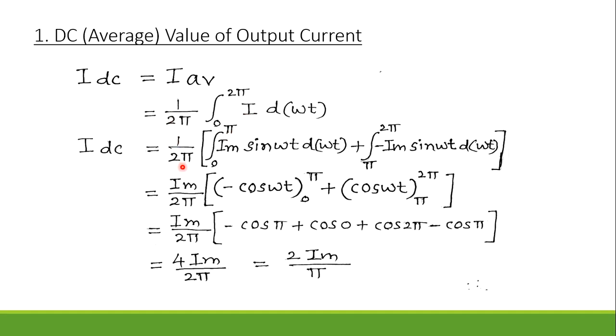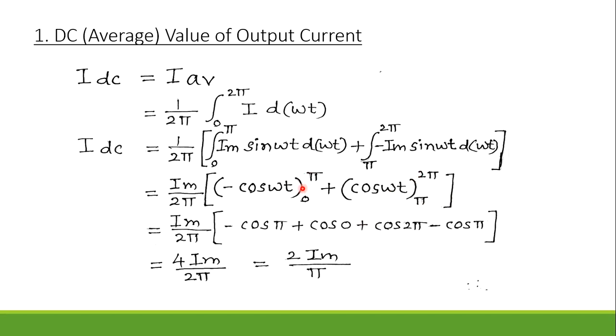So 1 upon 2 pi into, we split this into the positive half cycle and the negative half cycle. For the positive half cycle, we have the integral from 0 to pi of Im sin omega t d omega t, plus for the negative half cycle, the integral from pi to 2 pi of minus Im sin omega t d omega t. Then we find the integration of this. Im is a constant and is taken out: Im upon 2 pi into the integration of sin omega t, which is minus cos omega t between the limits 0 to pi, and here it is minus of minus, so plus cos omega t from pi to 2 pi.